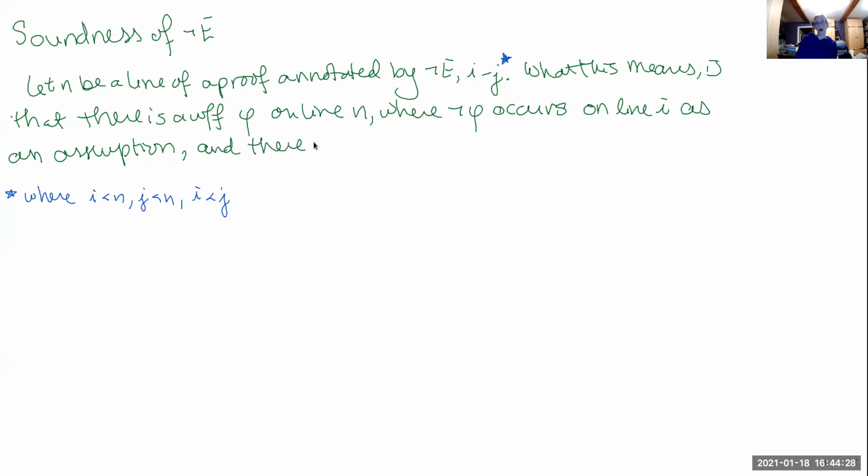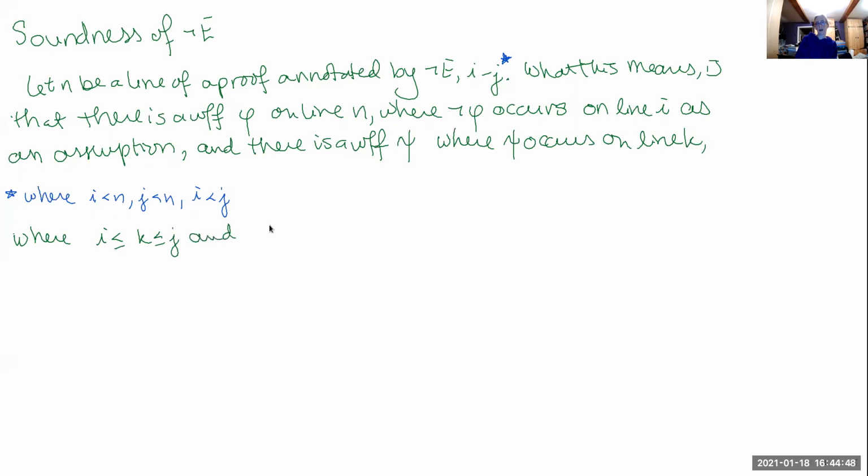And we also have that there is some well-formed formula psi where psi occurs on line k. Let's skip down here, where k is in that subproof, and the negation not psi occurs on line l, which is again also somewhere within that subproof, but it's not the same line because you can't have two different formulas written down on the same line. So this is what the structure of the proof looks like.